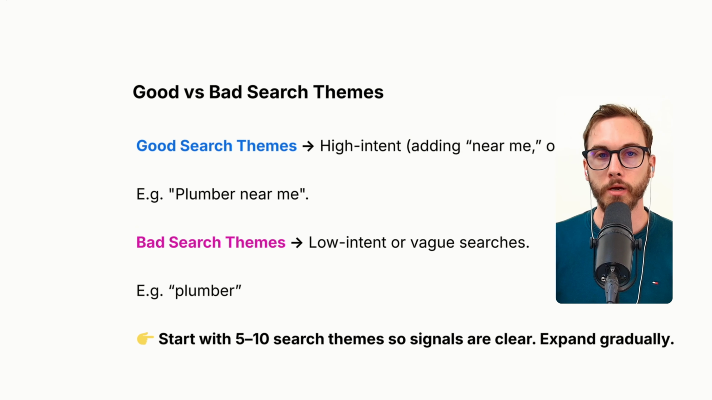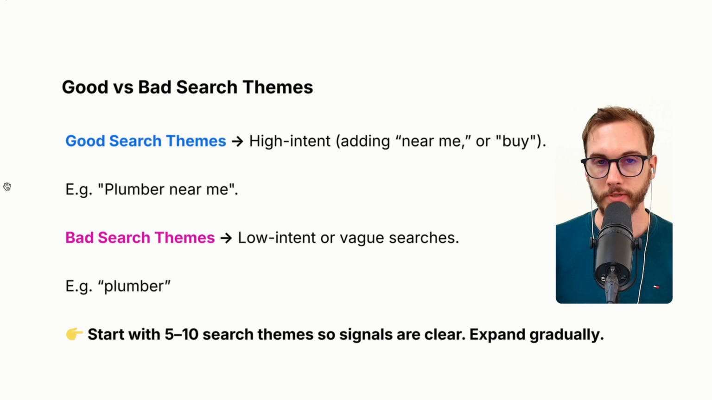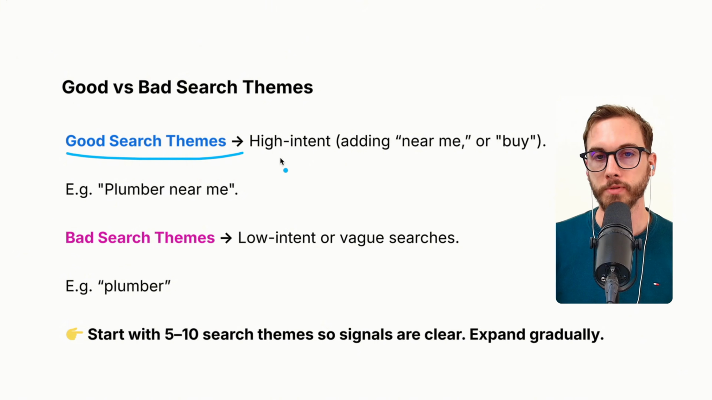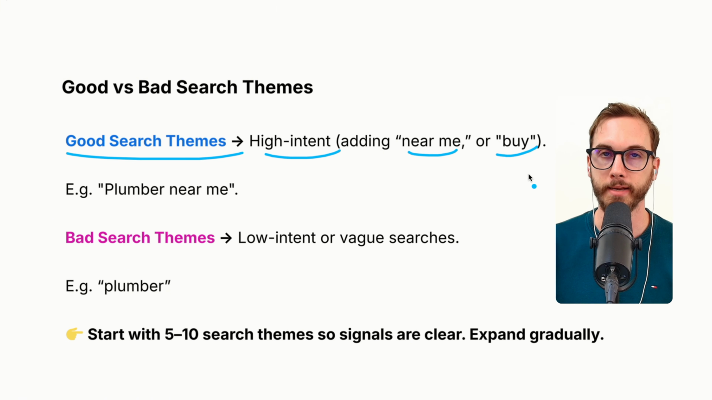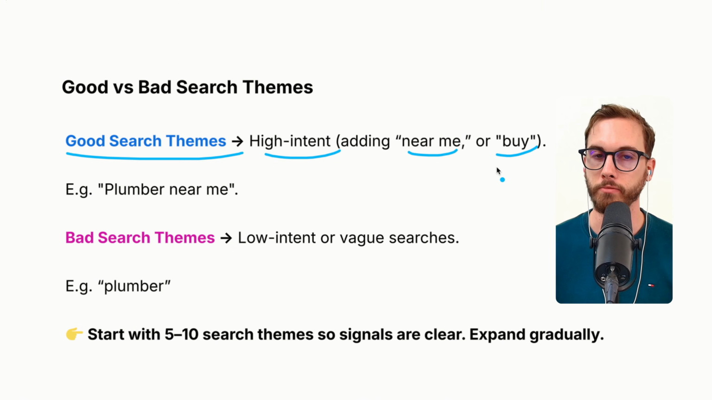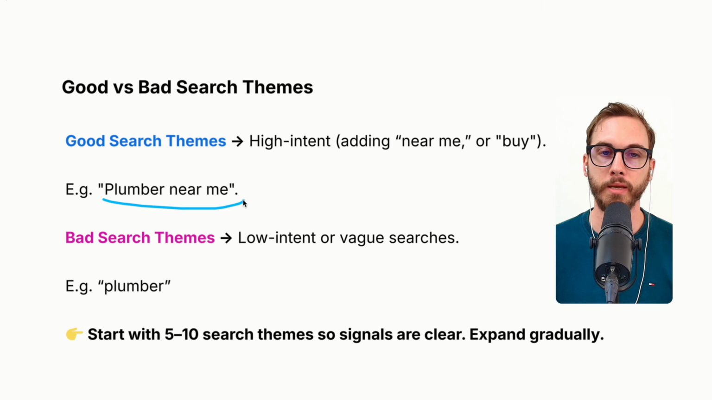So what are good examples and bad examples of search themes? Well, good examples are high intent keywords. So anything that has a near me or buy next to it, or a location or a suburb, or anything that has buying intent. If someone says plumber near me, the algorithm's going to see that there's buying intent here, because someone just typing in plumber could be looking at how to become a plumber, what's a plumber's salary, what are the best plumbers nearby. It's not always going to be clear that it's buying intent.